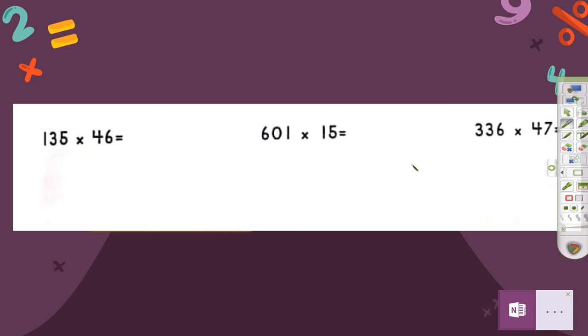Now the second homework was this one, which is 601 multiplied by 15. These numbers are written in a horizontal way. I want you to write it in a vertical way. That means to put the numbers like this. 601 multiplied by 15. Now let's start to multiply.